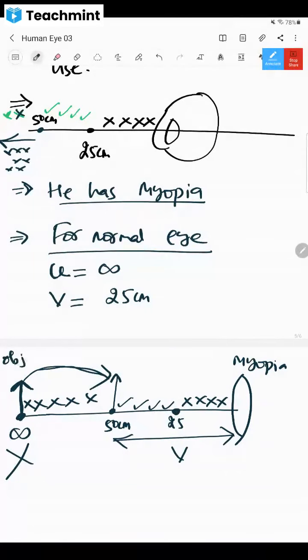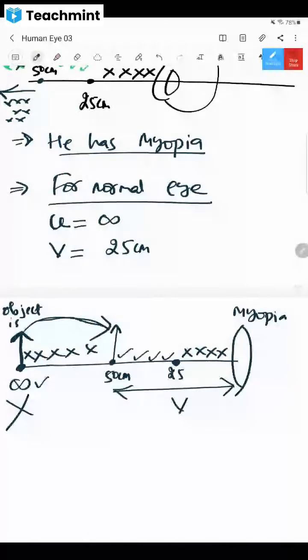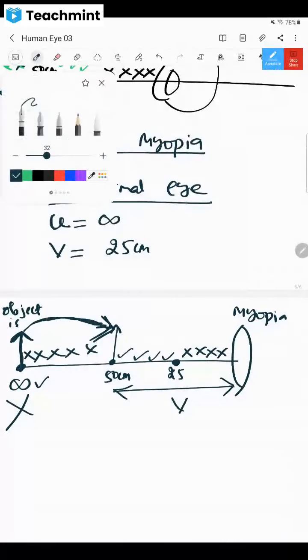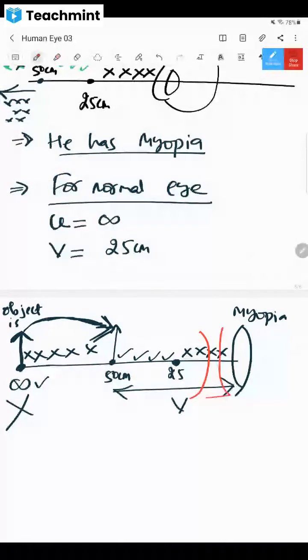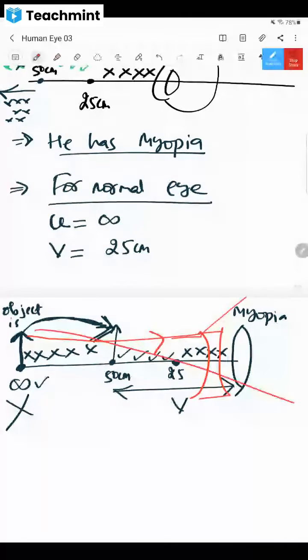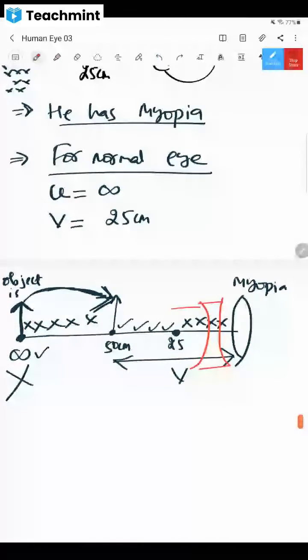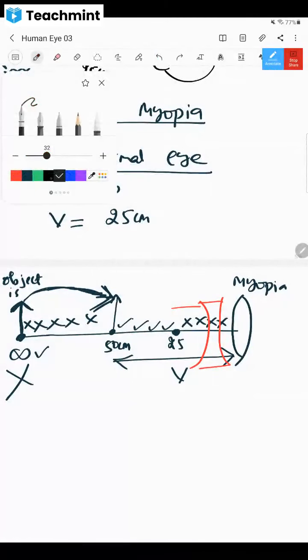If the image of an object at infinity is brought to 50 centimeter, don't you think this person is able to see it? For that we are going to use one lens here. This lens will do that work. The rays from the object at infinity will come here, diverge like this, and one more ray will come like this, and they will meet somewhere here, at 50 centimeter, where the image is formed. That is the task of the lens. Are you getting my point?